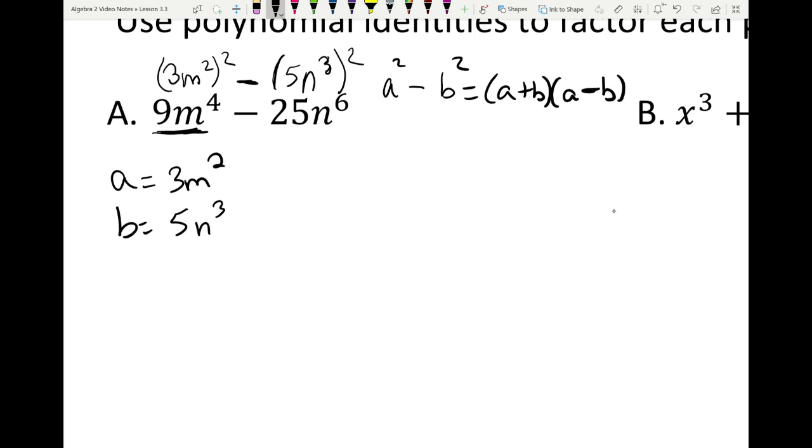All right, so now let's plug it into the formula. This is equal to a plus b times a minus b. So we have a plus b, so a is 3m squared, plus b is 5n cubed. So now we're at a minus b. So a is 3m squared minus 5n cubed. And that's it.